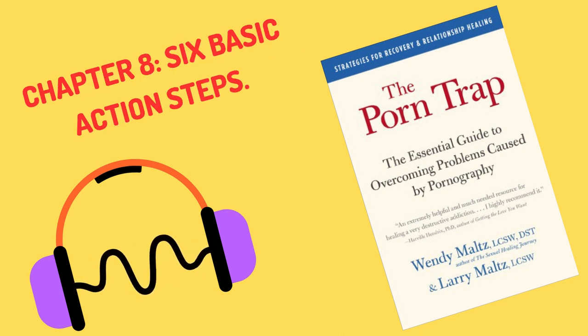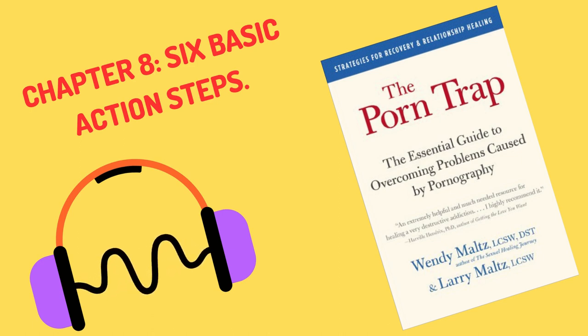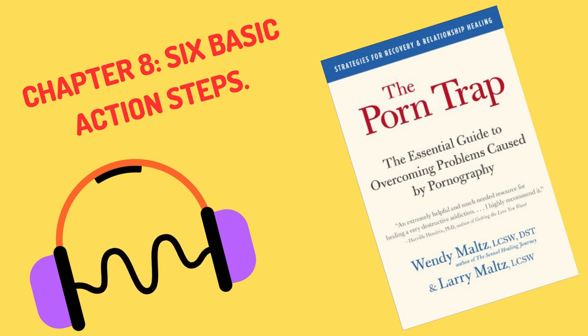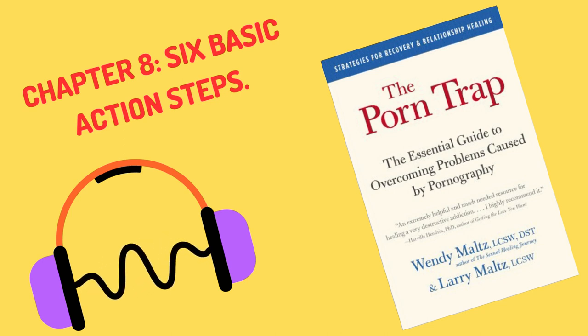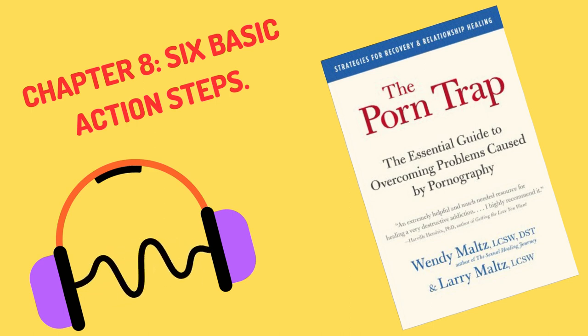Chapter 8: 6 Basic Action Steps. In this chapter, the authors provide practical advice for individuals looking to overcome pornography addiction by outlining 6 basic action steps that can help individuals move towards recovery. The first action step is to make a commitment to quit. The authors emphasize the importance of making a clear and definitive decision to quit pornography and to communicate this decision to others. They also encourage individuals to seek professional help if needed.